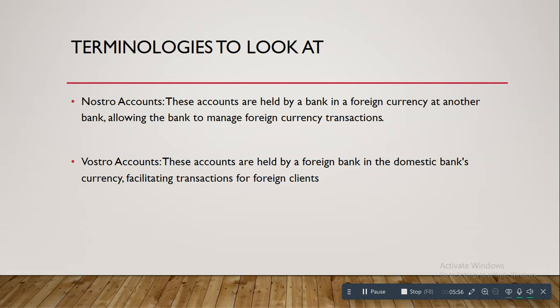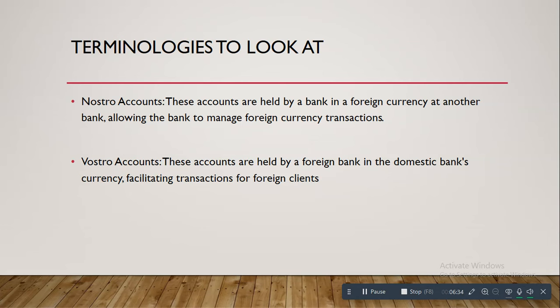Vostro accounts. These accounts are held by a foreign bank in the domestic bank's currency, facilitating transactions for foreign clients. Now, I guess it is self-explanatory, but the main difference between a Nostro and a Vostro account is that in a Nostro, the deposits held in the correspondent bank's accounts are in a foreign currency. And in a Vostro account, the deposits held in the bank's account are in the domestic currency. So that is the main difference between the Nostro and Vostro accounts.